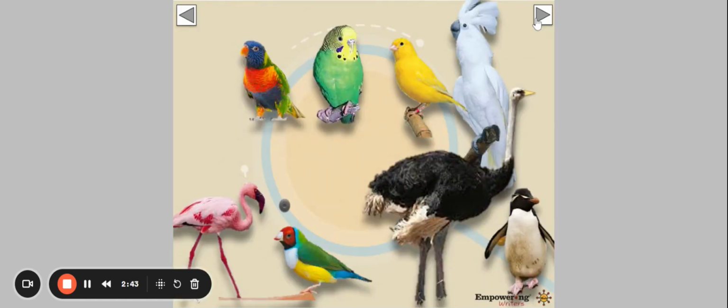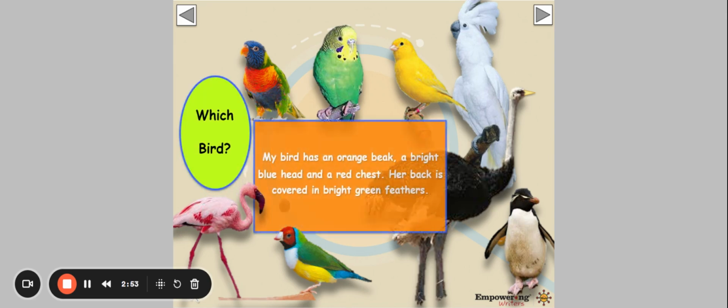Let's look at how specific detail helps us to visualize the elements that are being described. Which bird do you think this one is? My bird has an orange beak, a bright blue head, and a red chest. Her back is covered in bright green feathers. I bet you know which bird we're talking about now, right?